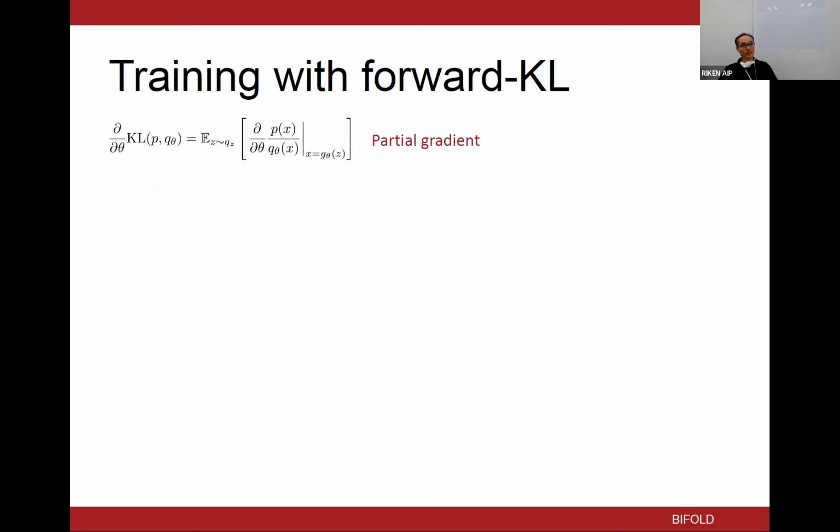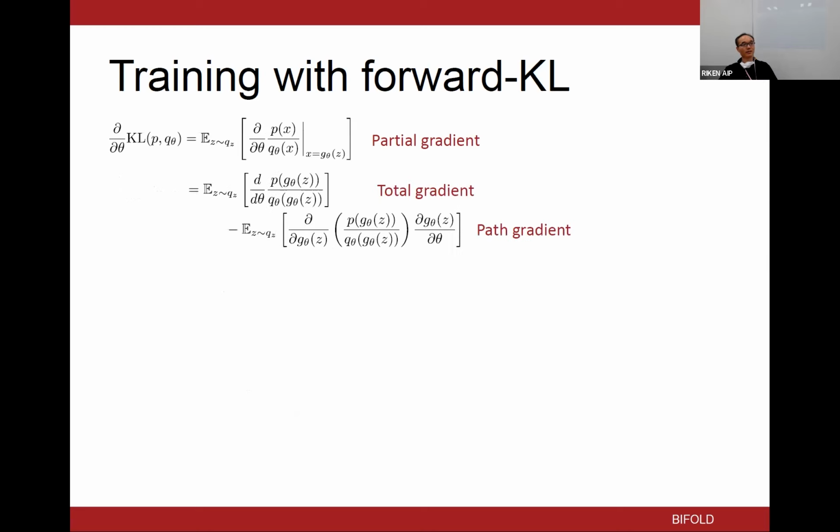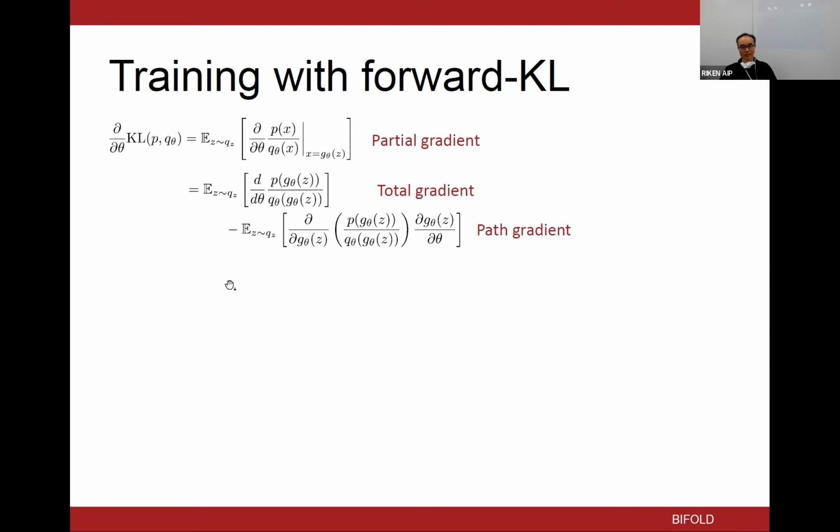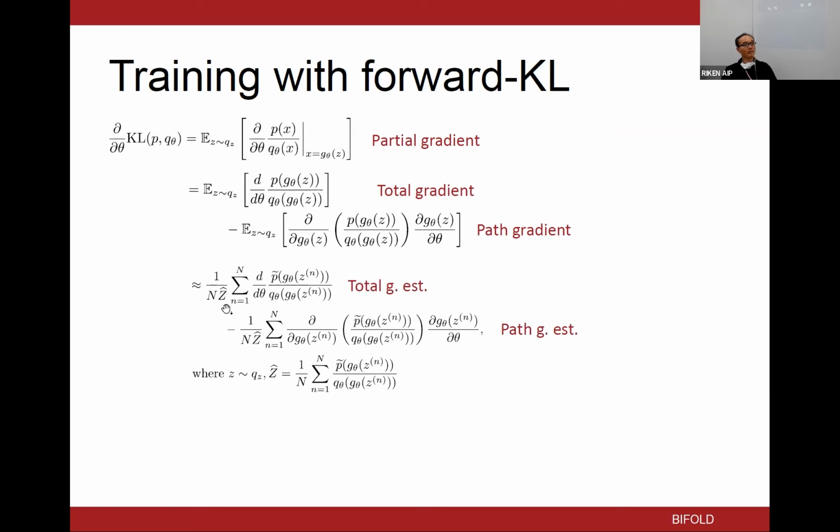And so the original gradient estimator is the partial gradient, and we can somehow apply a similar trick by using the relation between total gradient, path gradient, and partial gradient. So here, partial gradient can be expressed by the difference between total gradient and path gradient. And we can get the corresponding estimator. Here, there is a little bit of complication because we need to estimate the partition function. So it's a little bit complicated, but this is our natural way to form the estimator.